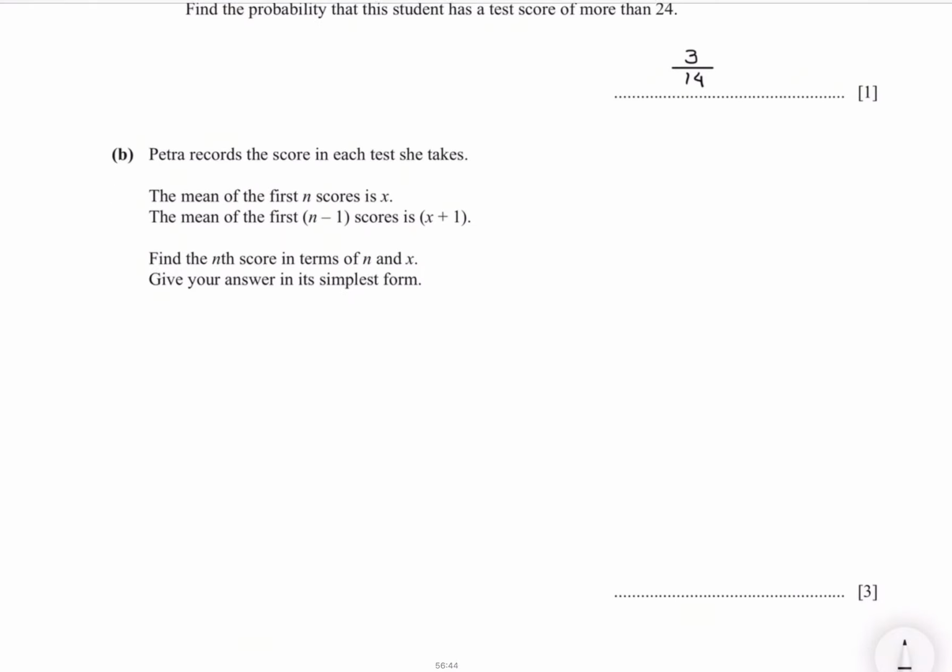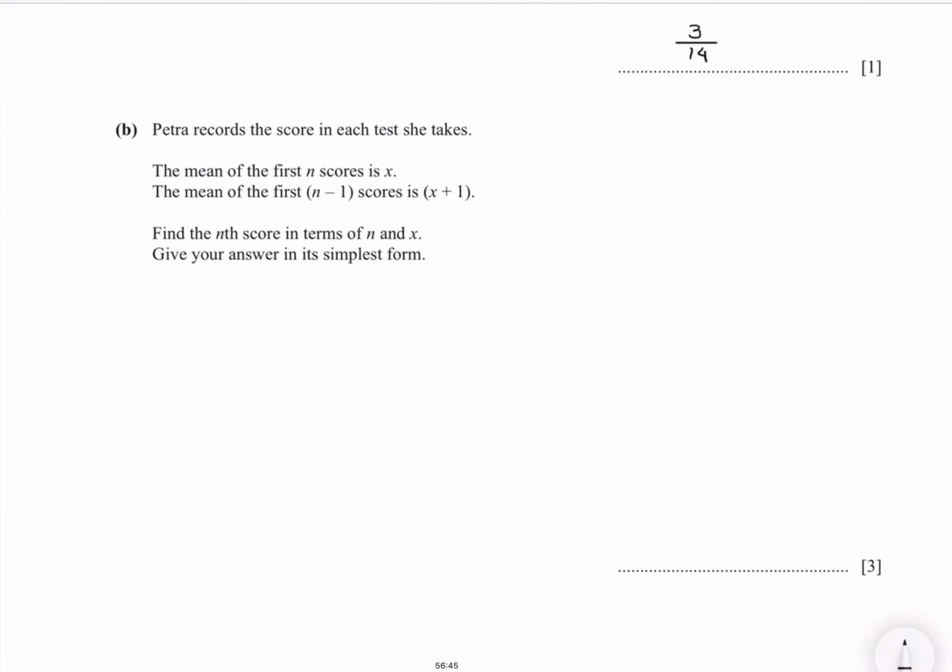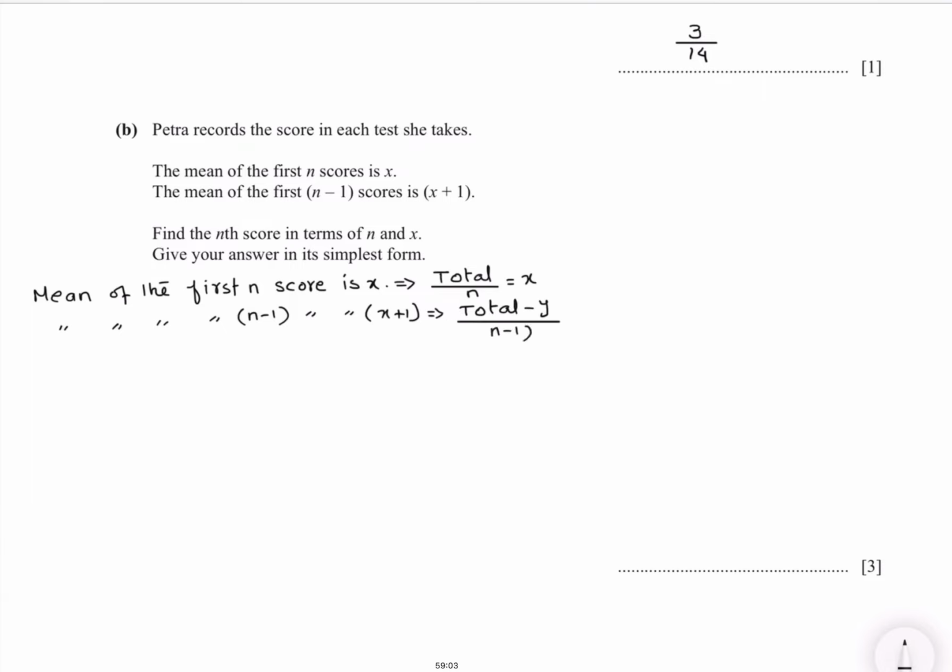Petra records a score in each test she takes. The mean of the first n scores is x. The mean of the first n minus 1 scores is x plus 1. Find the nth score in terms of n and x. Give your answer in its simplest form. Okay, so the mean of the first n scores is x: total over n equals x. This is how we calculate the mean. Mean of the first n minus 1 scores is x plus 1, so total minus y over n minus 1 equals x plus 1.